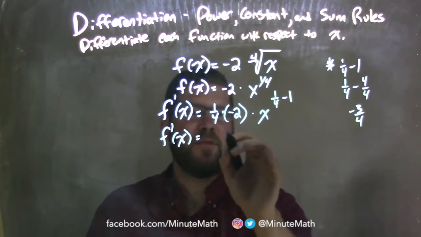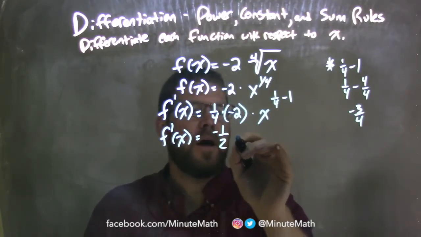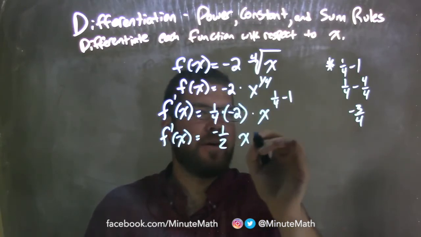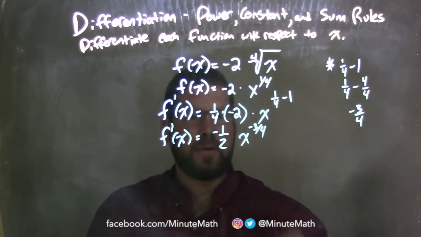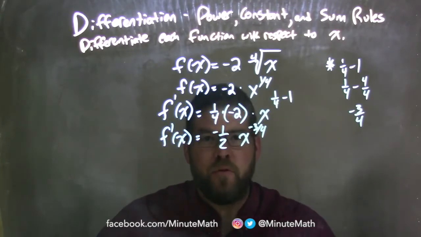So now when I simplify this, f prime of x, 1/4 times a negative 2 is the same thing as a negative 1/2. Okay, I'm kind of simplifying that. Times x to the negative 3/4 power. All right, I don't like having a negative exponent for my final answer.